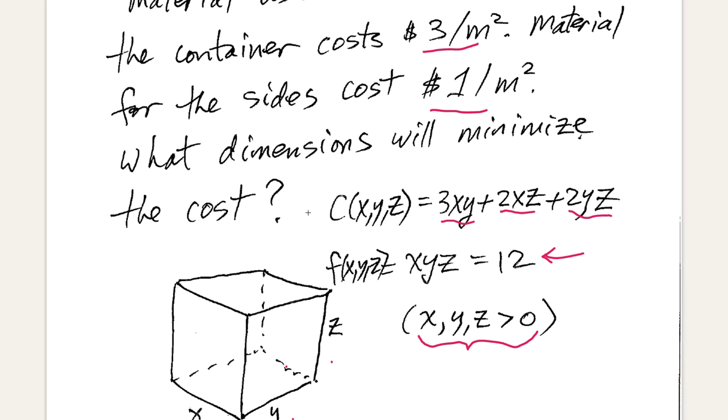Do you see what we're doing? We're trying to find the minimum value of C subject to that condition. So my little f of x, y, z is x times y times z, and my constant c from the previous lecture is 12. My capital C here is cost. That's this function, 3xy plus 2xz plus 2yz.